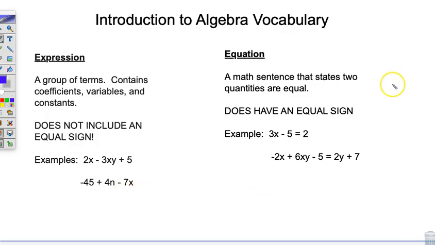An equation is a math sentence that states two quantities are equal. It does have an equal sign. So some examples might be 3x minus 5 equals 2. Another example, negative 2x plus 6xy subtract 5 equals 2y plus 7. So in an equation, it's telling you that the left side of the equation is equal to the right side.